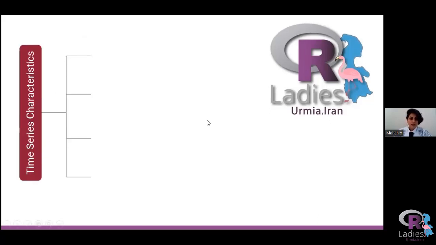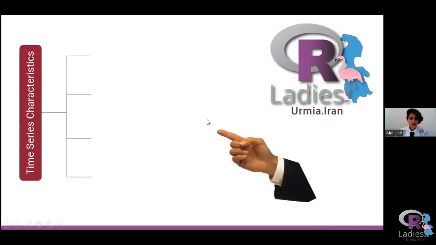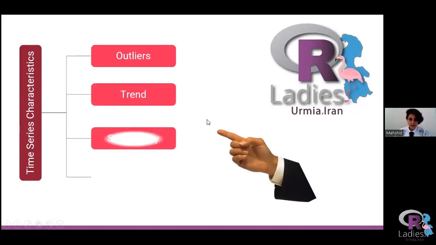Each time series has 4 characteristics: outliers, trend, seasonality, and cycling. And after identifying them, we have to remove them from the time series.